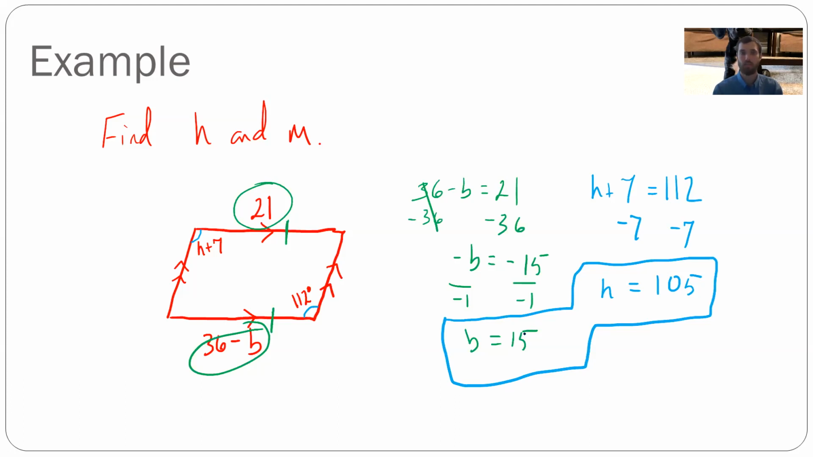Okay? Opposite sides are congruent, set them equal to each other. Opposite angles are congruent, set them equal to each other. Okay? So let's look at a few more theorems.